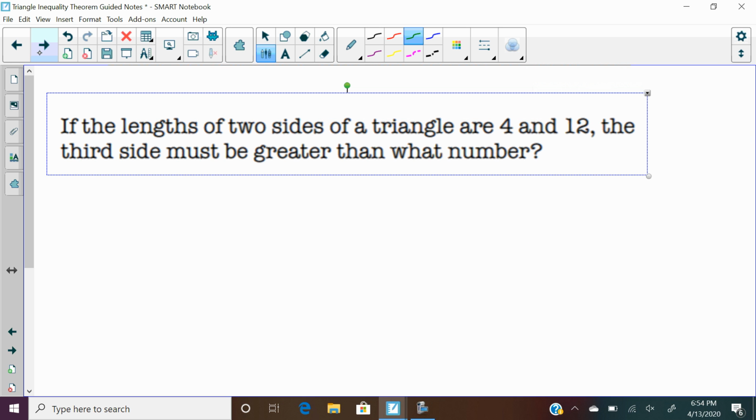The next example says, if the lengths of two sides of a triangle are 4 and 12, the third side must be greater than what number? To figure out what side it's going to be greater than, we subtract the two numbers. We do 12 minus 4, which is 8, so it must be greater than 8.